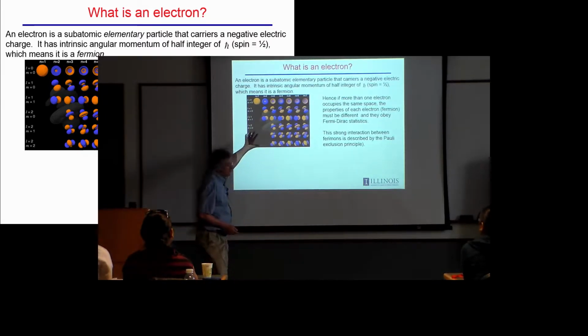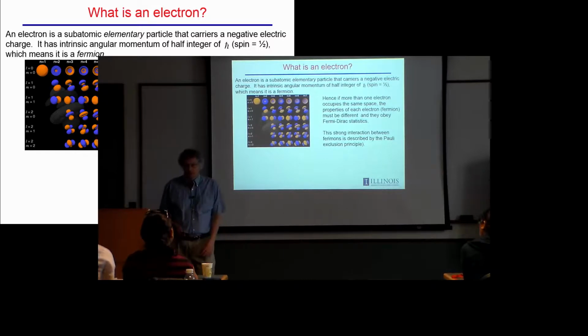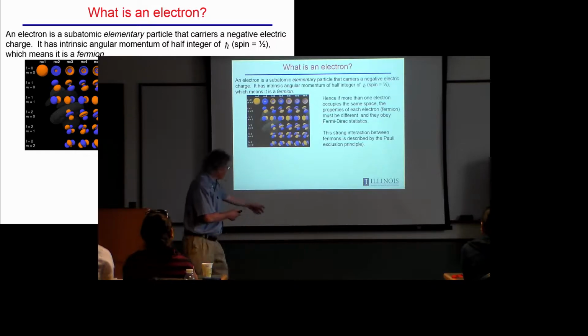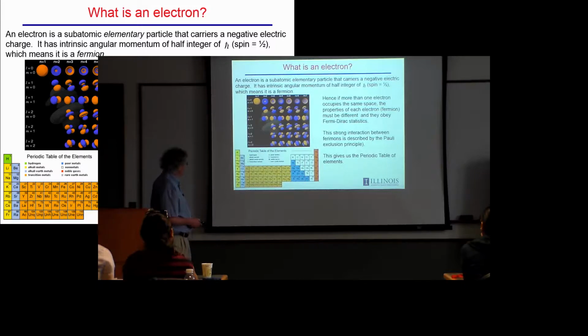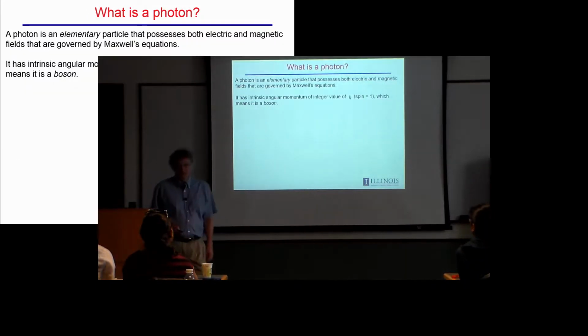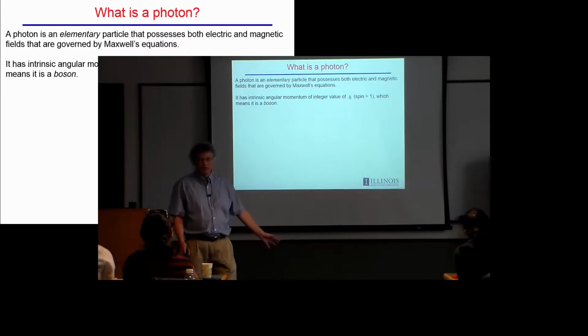This is because these are fermions. This is a fundamental property of electrons, and they follow the exclusion principle. It gives the periodic table of elements. Okay, now in contrast, a photon is a very different critter.